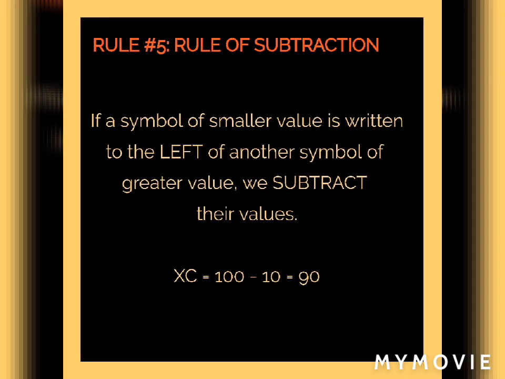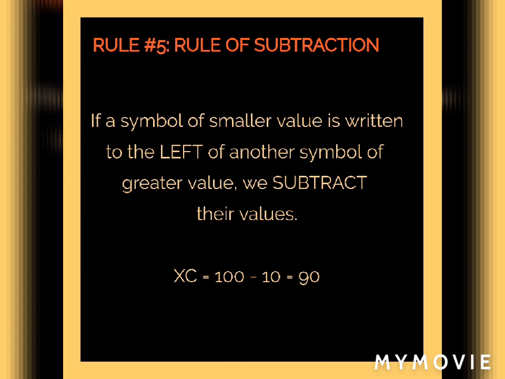So now moving on to the next rule, rule number 5, that is the rule of subtraction. If a symbol of smaller value is written to the left of another symbol of greater value, then we subtract their values. So for example, here we have written XC. So X is 10 and C is 100. Here the smaller value is 10, which is written to the left of the greater number 100. So in this case we have to do subtraction. So the greater number is 100 and the smaller number is 10. So 100 minus 10 gives me 90. So that's how 90 is represented, that is XC.